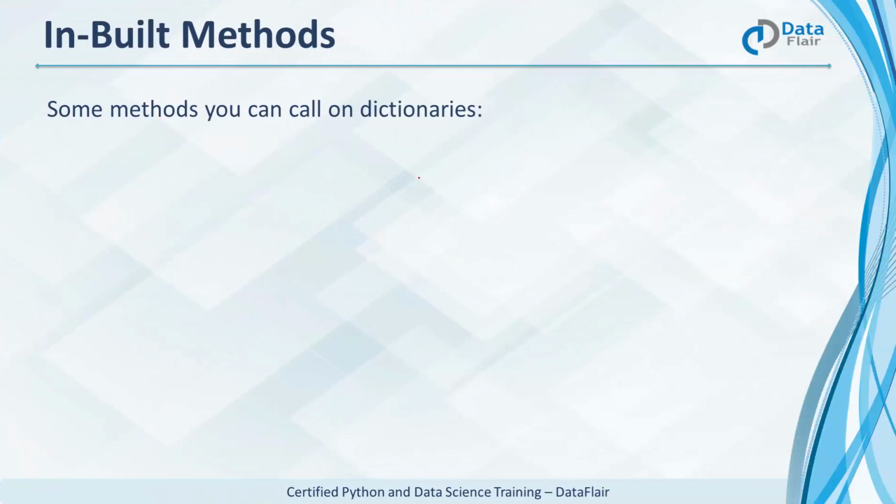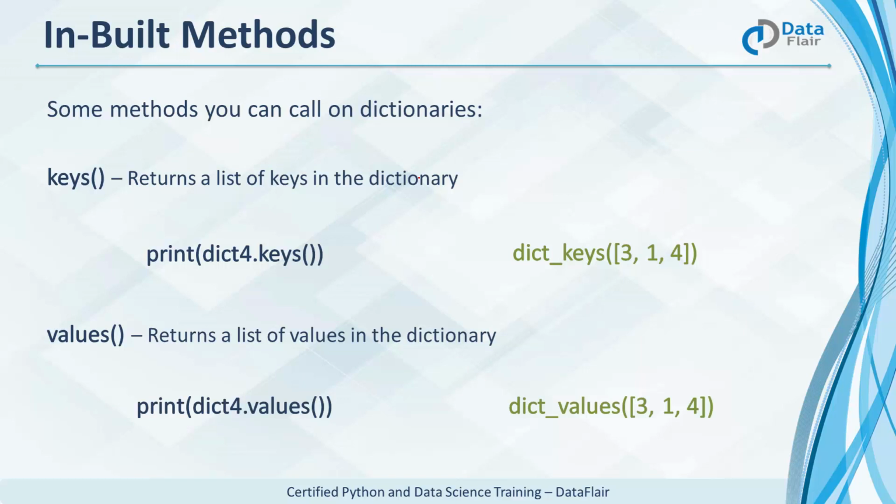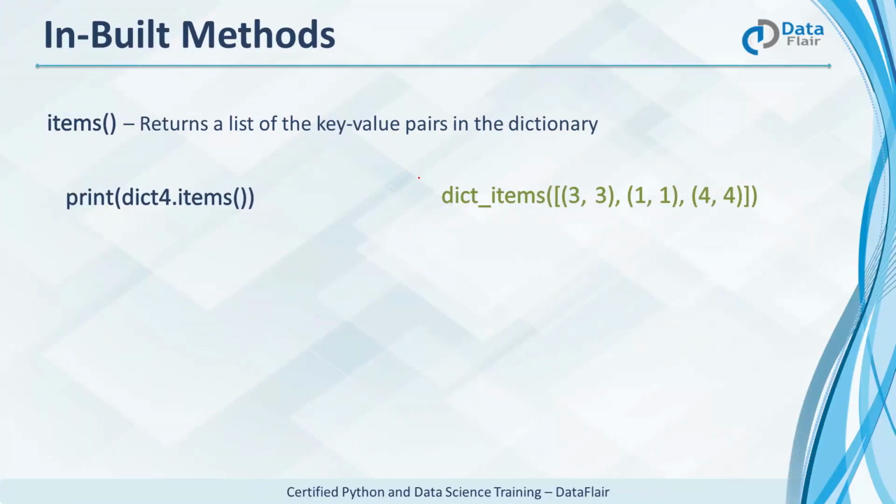And now some methods we can call on dictionaries. Keys will give us a list of all the keys in the dictionary. Dict4 has the keys 3, 1 and 4. And values gives us a list of all the values in the dictionary. And these are the values in Dict4. And items will give us a list of all the key-value pairs in the dictionary.